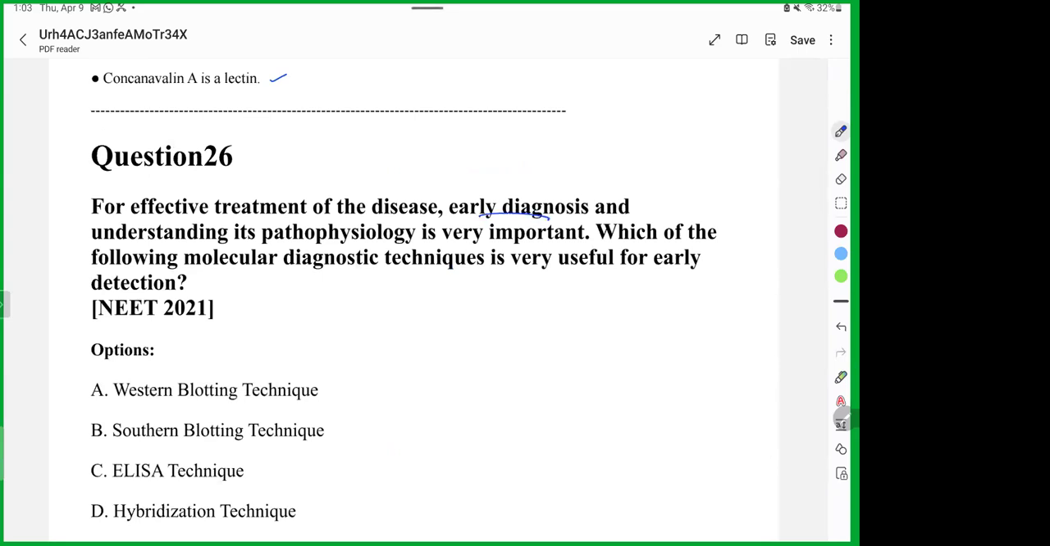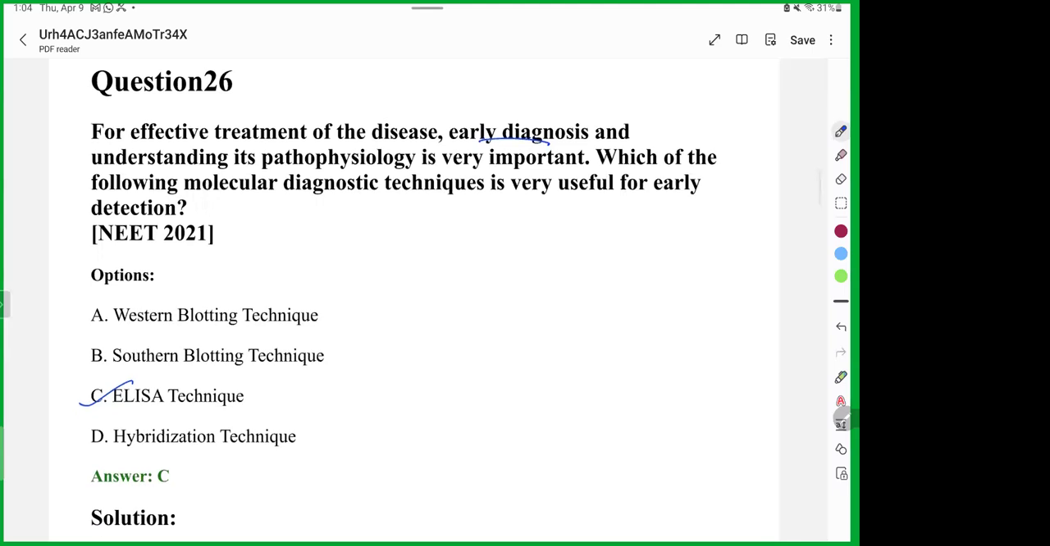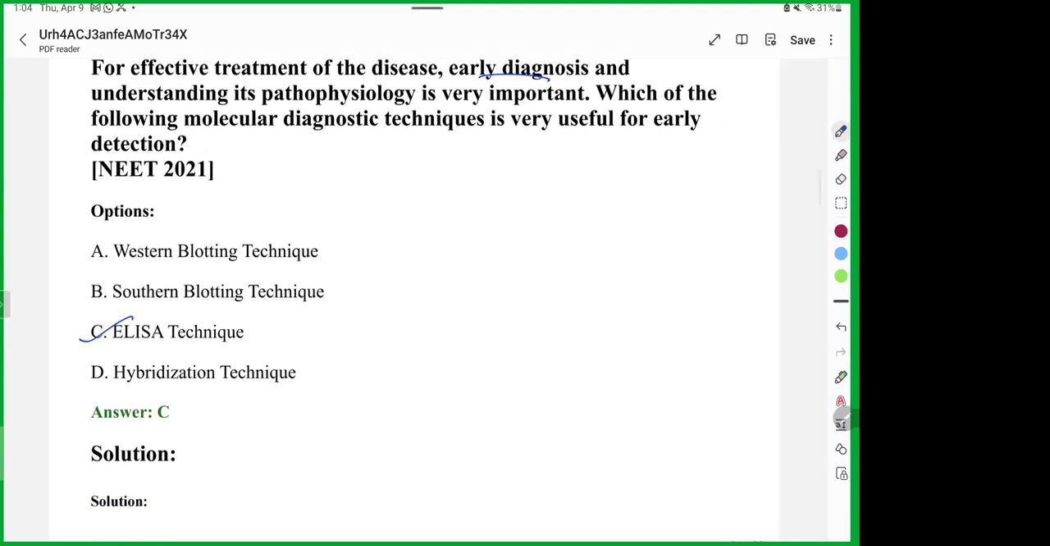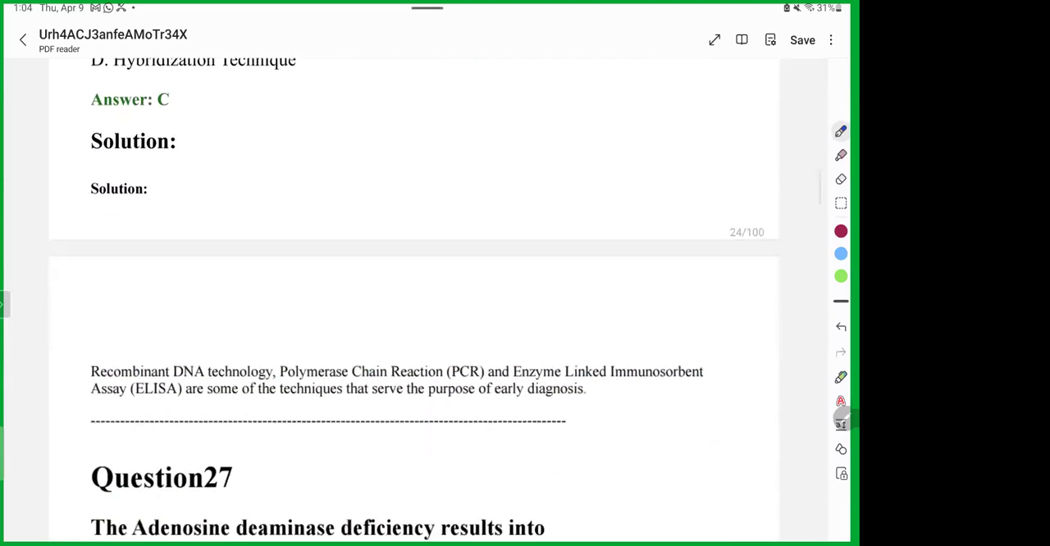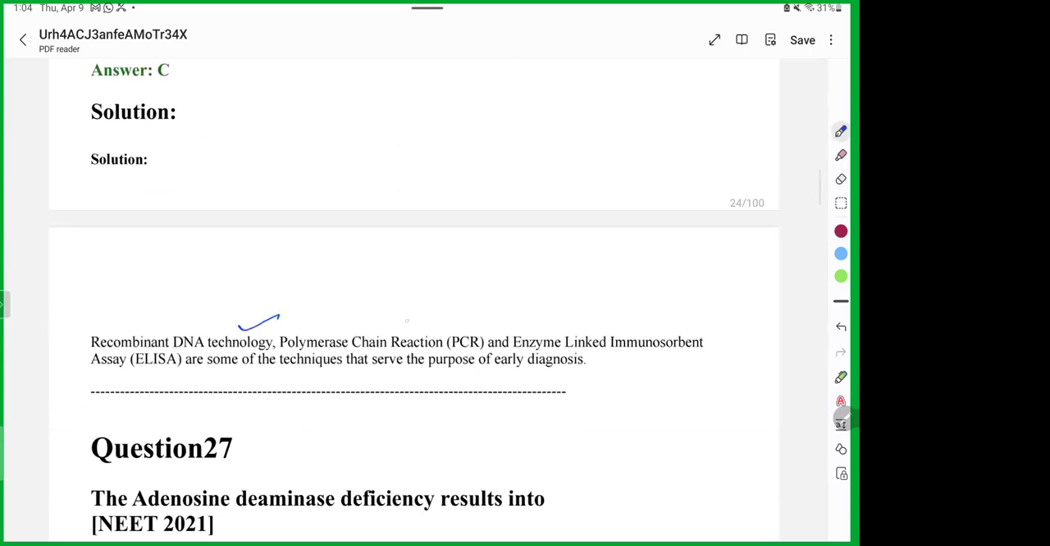This is important. Which of the following is very useful in the early detection? ELISA is correct. DNA fingerprinting, if you identify DNA, both are correct. But in this chapter, ELISA is given. Recombinant DNA technology, PCR and ELISA are the techniques for early diagnosis given in the biotechnology applications.